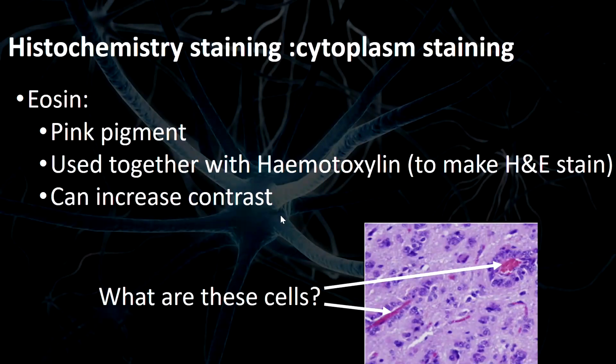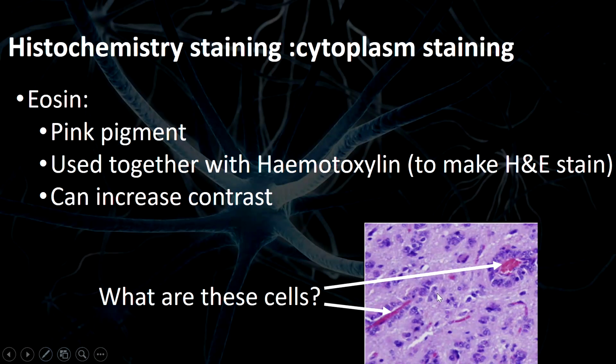Okay, next one, eosin. Eosin is a dye that will bind to cytoplasm. It will stain cytoplasm. And eosin is a pink pigment. Sometimes if the stain gets really intense, it will become red. And usually eosin will be used together with hematoxylin to make an HE stain. So if you use the H and E together, you will increase the contrast even more to make your image more clear.